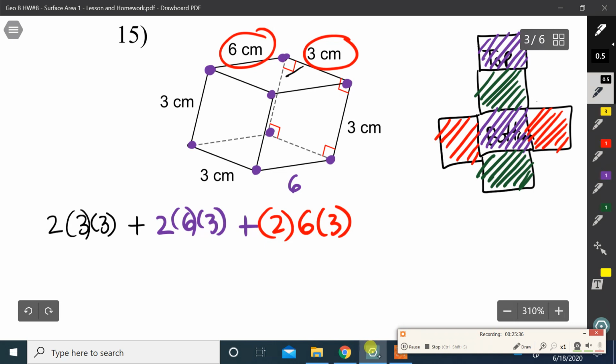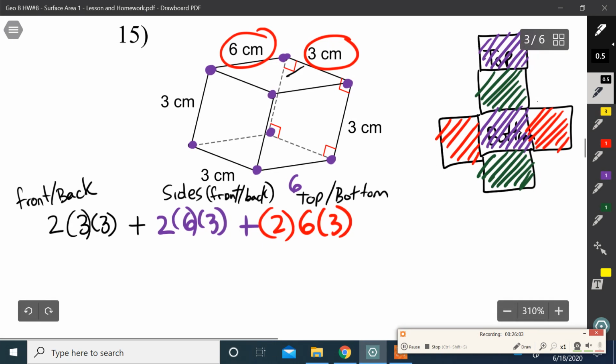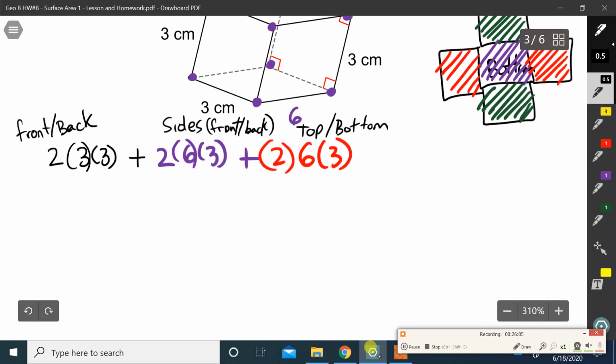So here's what we did there. We did the front and back. Okay, I also did the sides. Front and back. And then we did the top and bottom. And when I add all of that, that's going to give me my surface area that I need.